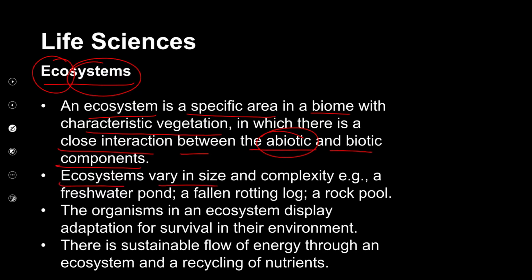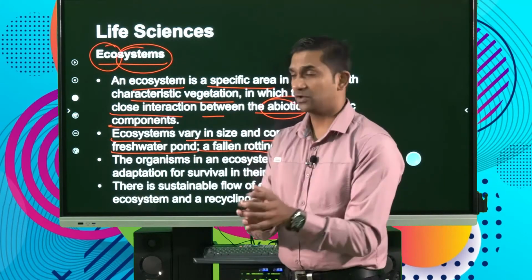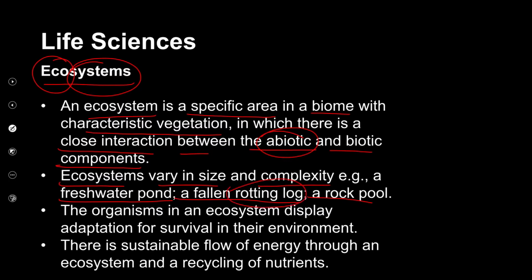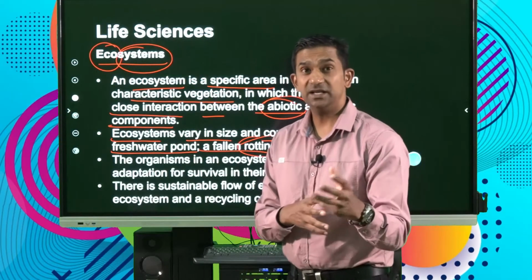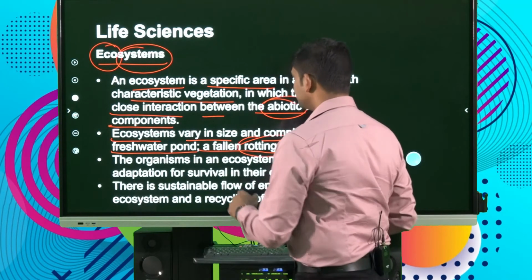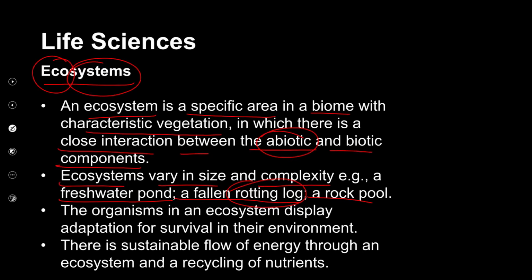Ecosystems may vary in size as well as complexity. An example of this could be a freshwater pond. It could be a fallen, rotten log, or a rock pool. Each of these forms little areas where you have a unique diversity of interactions between the living and the non-living components. Yes, guys, a rotting log can be an ecosystem in that you would find bacteria, many invertebrates, and some fungi growing in there. So these are again a complexity of unique distribution of life forms in a specific area.